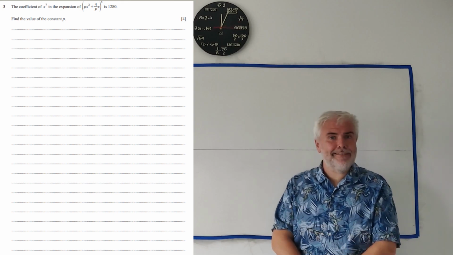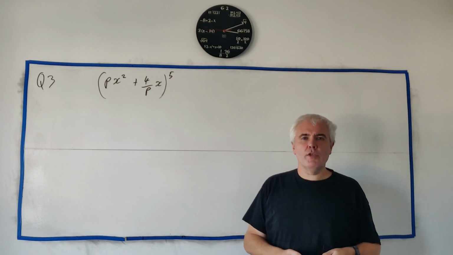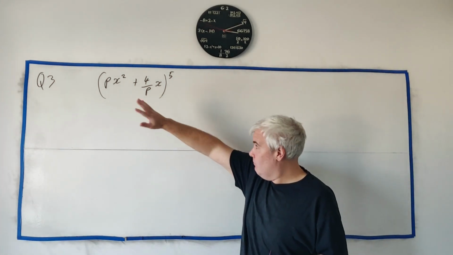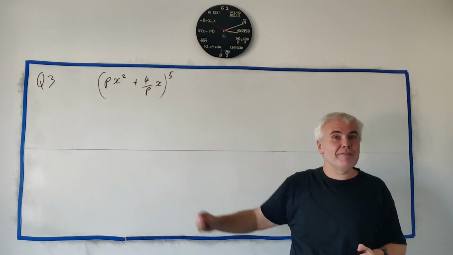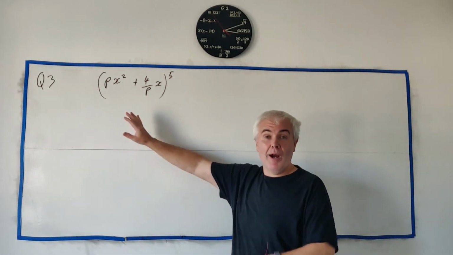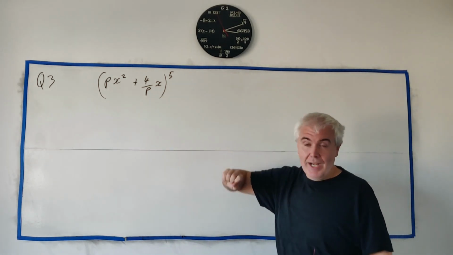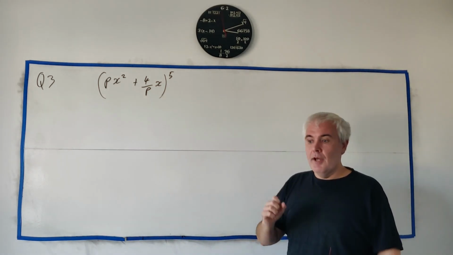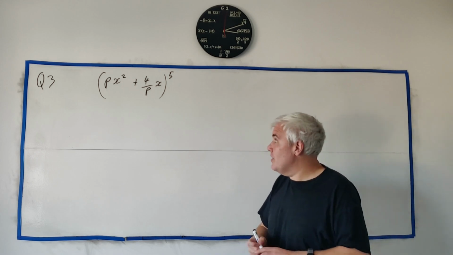Okay, let's get into the maths. In question 3, we're given this expression here, this mess to the power of 5, and we're basically asked about the x to the power of 7 part of it. This is an expansion. You hopefully are thinking binomial expansion when you see this.